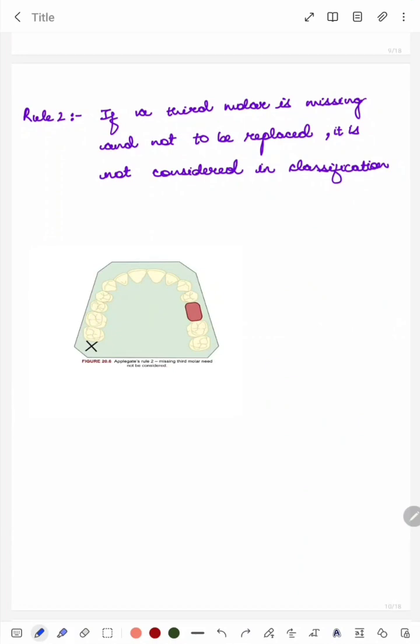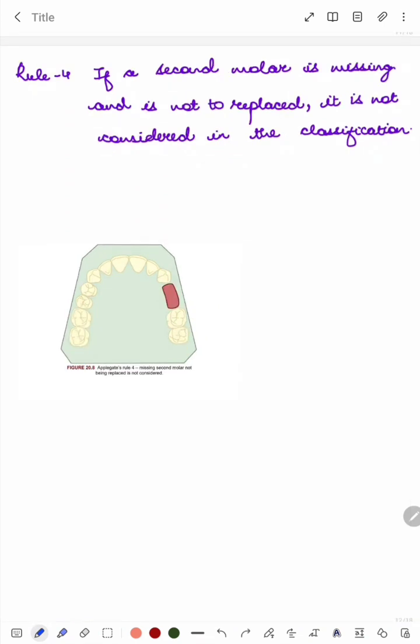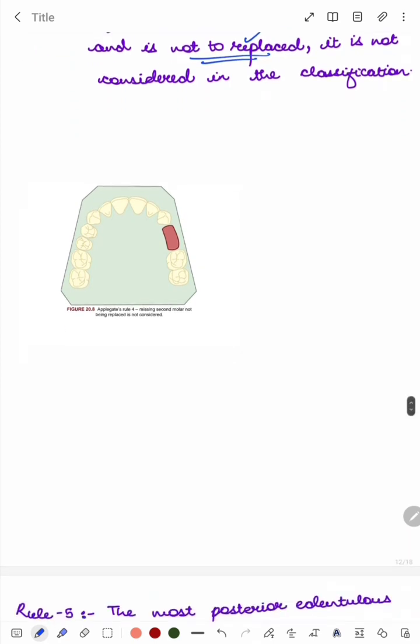Rule number 2: if the third molar is missing and we are not going to replace it, we do not consider it in the classification. Now what if the third molar is present and we are going to take support from it? Then this third molar is to be considered in the classification. Applegate's rule number 4: if a second molar is missing and is not to be replaced, we do not consider it in the classification.